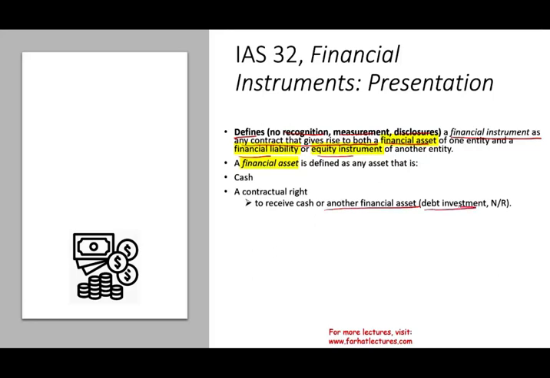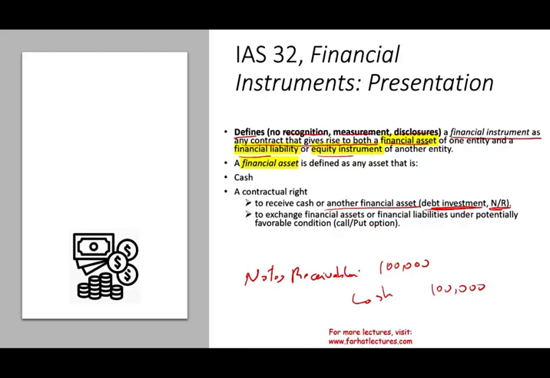When do you have the right to receive another financial asset? Well, if you buy a debt instrument, a debt investment, like a bond, you credit cash $100,000 and you debit some sort of debt investment. Let's assume $100,000. What happened is you bought a bond. By buying a bond, you get the right to receive cash. What type of cash? Interest. And also the right to receive the principal amount. Same thing if you lend money, $100,000: you will debit notes receivable, basically the same concept.